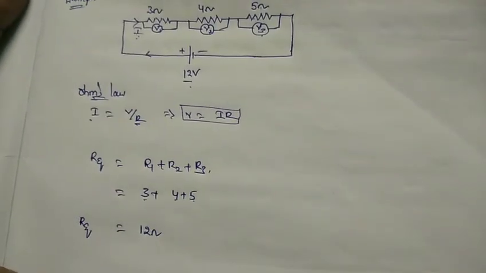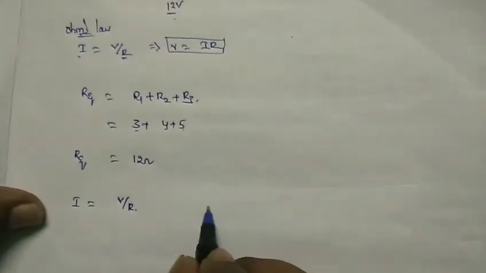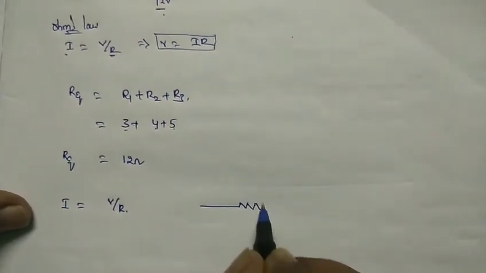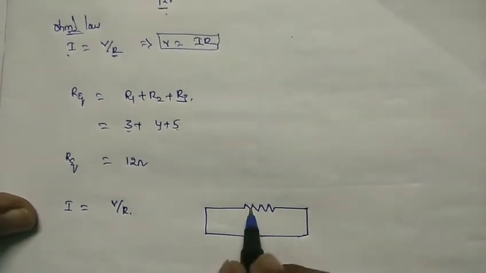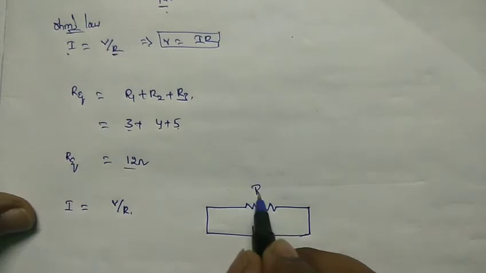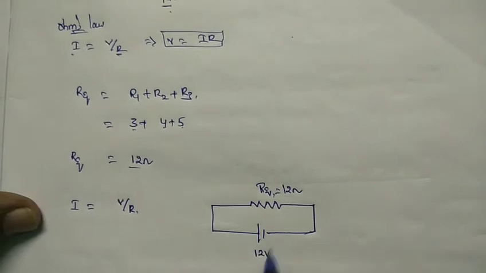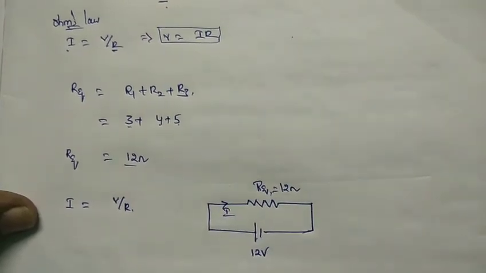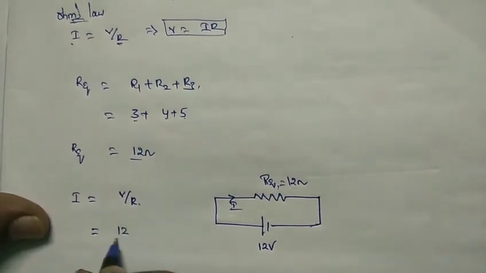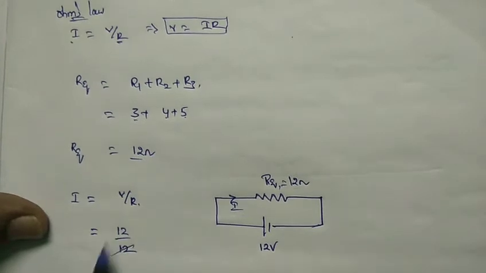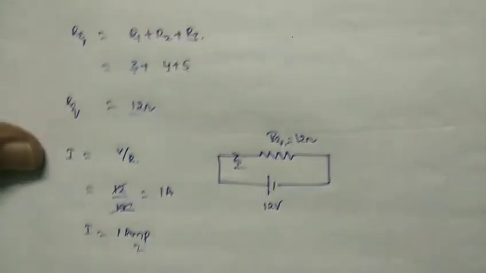Now, I is equal to V by R. So the circuit can be redrawn like this. The equivalent resistance R equivalent is 12 ohms, and here 12 volts. The current passing through is I equal to V by R. V is 12, R is 12. 12 by 12 cancels, and you get 1 ampere. So I is equal to 1 ampere.